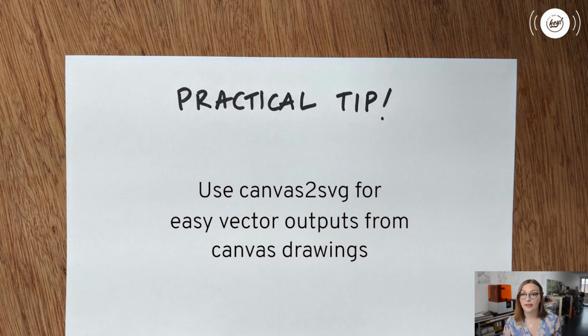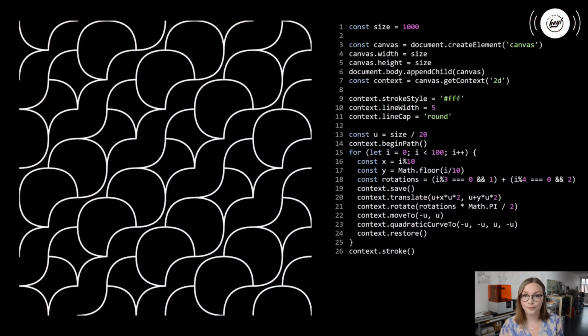Throughout this talk, I'm going to give a couple of practical tips to point you in the right direction if you want to dip your toe into this world. The first is: use Canvas to SVG to get your canvas art into a vector format.